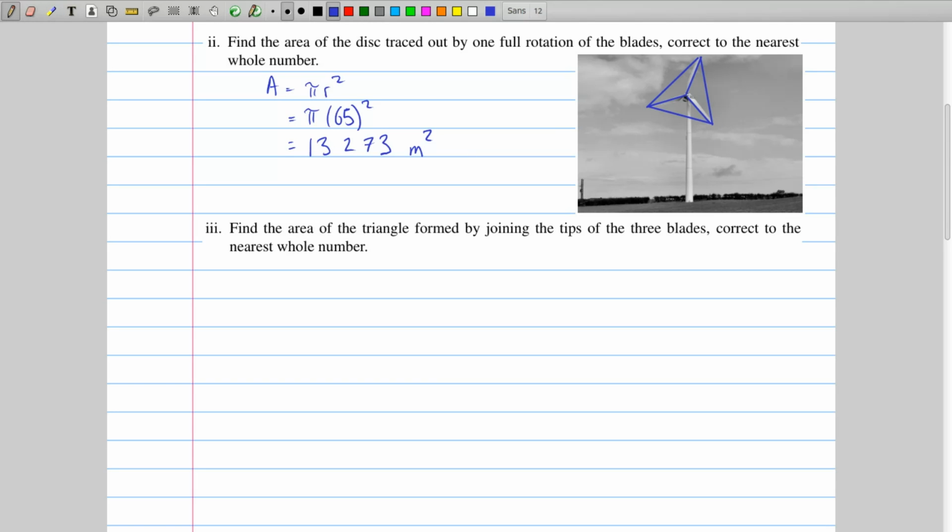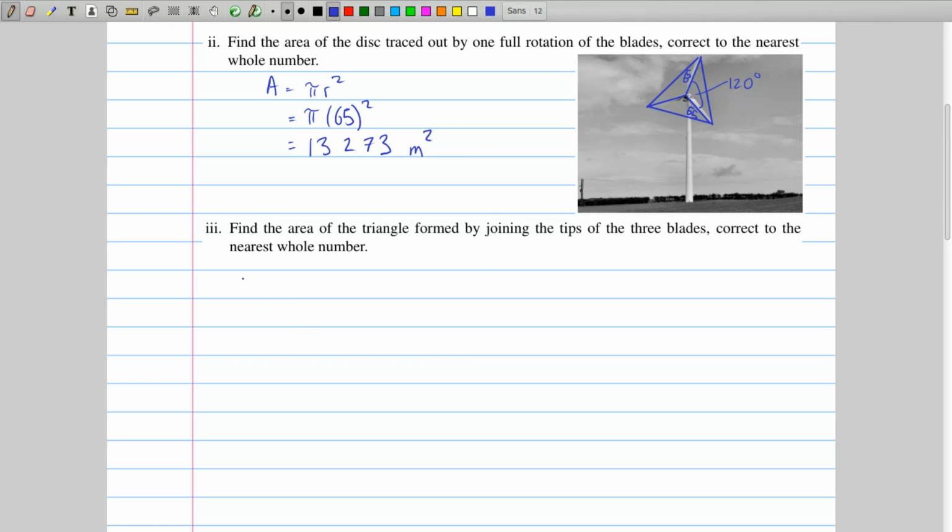It doesn't quite look that way because of the perspective of the diagram, but these three triangles are identical, and we know a lot of information about them. We know that two of the sides are 65 because those are the lengths of the blades. That's 65. That's 65. We know that this angle is 120 because we worked that out for the first part of this question. And based on that, we can actually work out the area of one of those triangles.